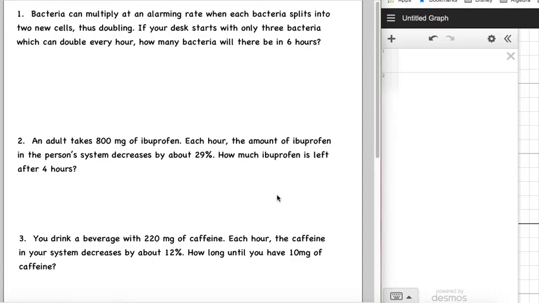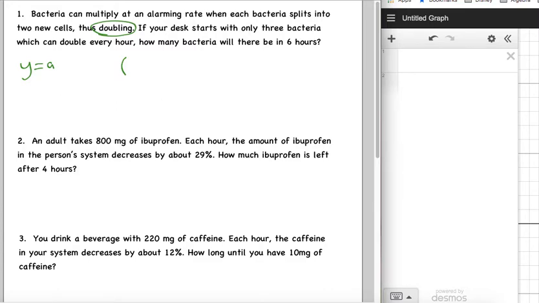Let's look at some application problems involving growth and decay. The first question is talking about bacteria. It says that bacteria can multiply at an alarming rate when each bacteria splits into 2 new cells, thus doubling. So the rate that the change is happening is a rate of 2, that doubling. That is the base. You remember how we looked at our exponential functions?